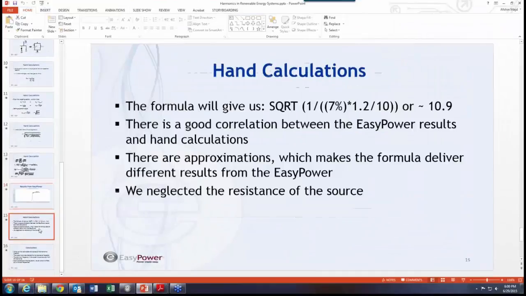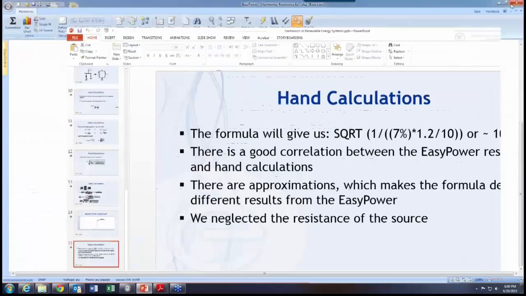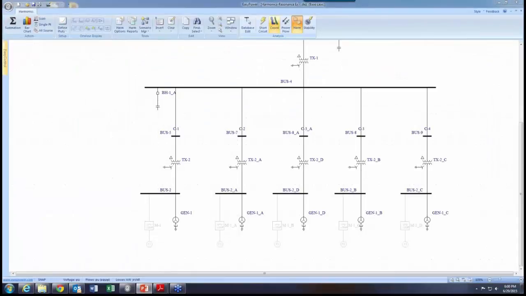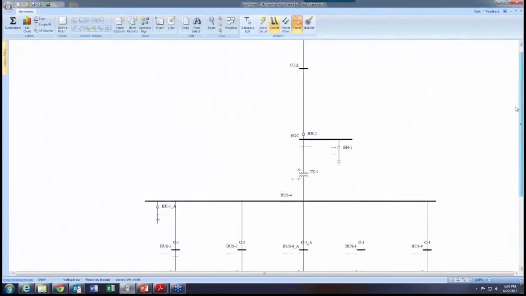So here the formula and hand calculation is going to give us 1 over 7% times 1.2 divided by 10, or almost 10.9. EasyPower gave us 10.7. We have to keep in mind that that formula is approximate. So EasyPower is a more reliable source. But I mean, the numbers are close enough because the system is not that complicated.